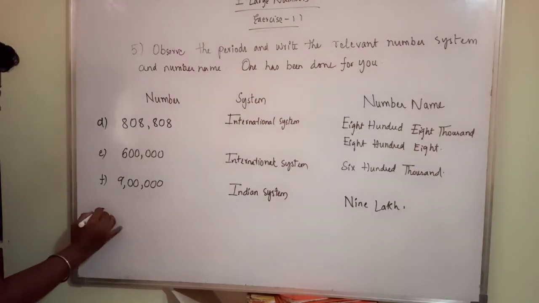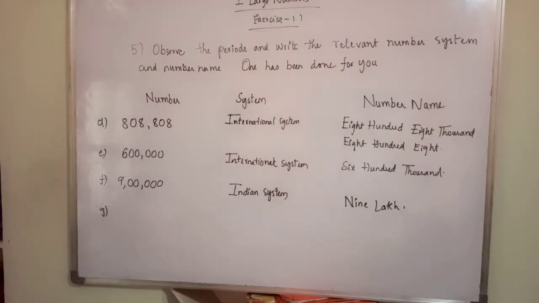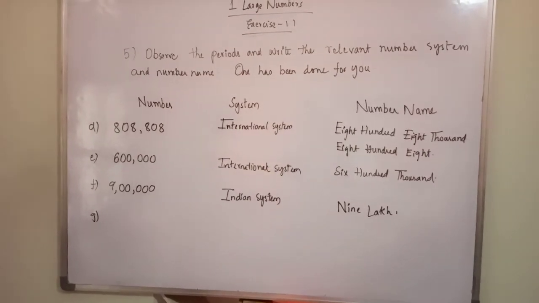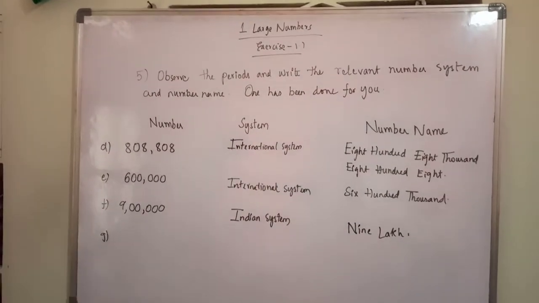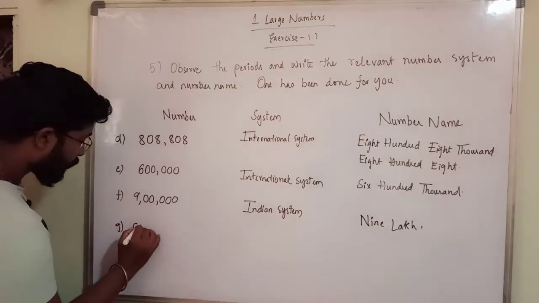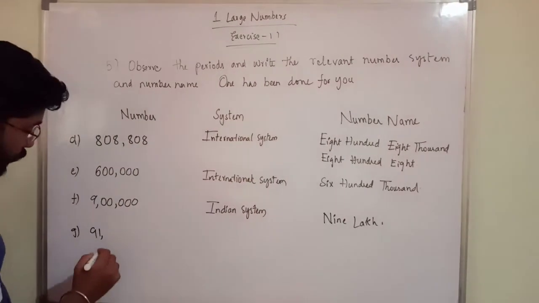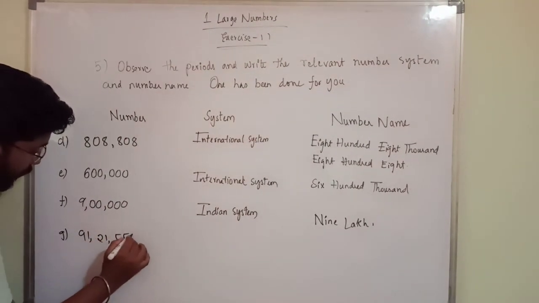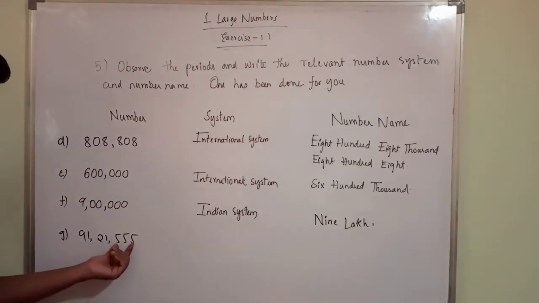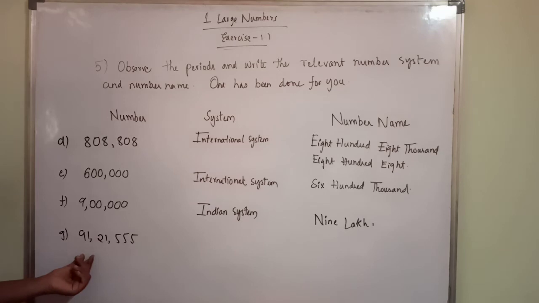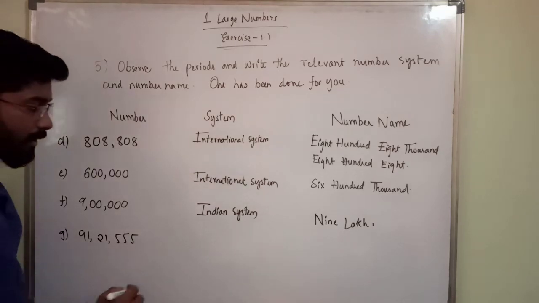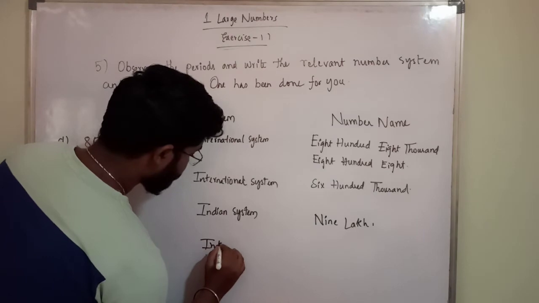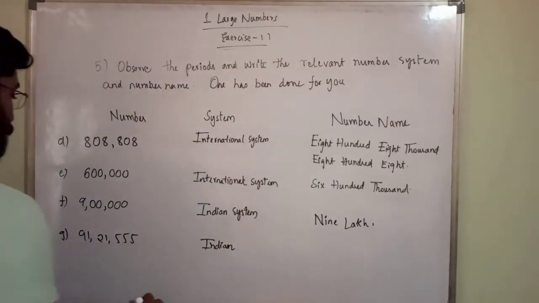Okay. Next one, G. So what is the next number? The next number is G. 91,21,555. So in the first period you are having 3 digits. In the next period you are having 2 digits. Next 2 digits. So this will come under the Indian system only. Indian system. Okay.